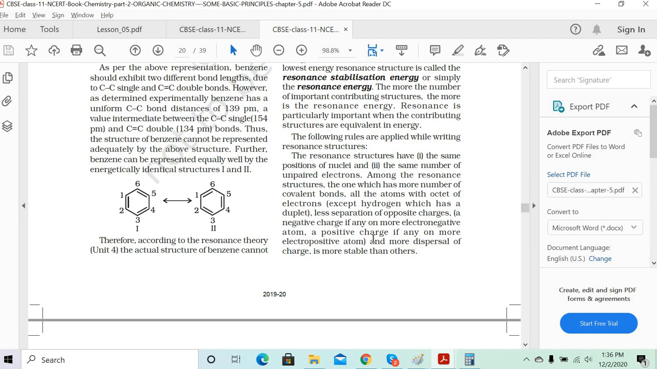Now, the other part is resonance structures. They have the same position of the nuclei and the same number of unpaired electrons. Among the resonance structures, the one which has more covalent bonds, all the atoms with an octet of electrons except hydrogen, which has a duplet, less separation of opposite charges, negative charge if any on the more electronegative atom, a positive charge if any on the more electropositive atom, and more dispersal of charge is more stable than the others.